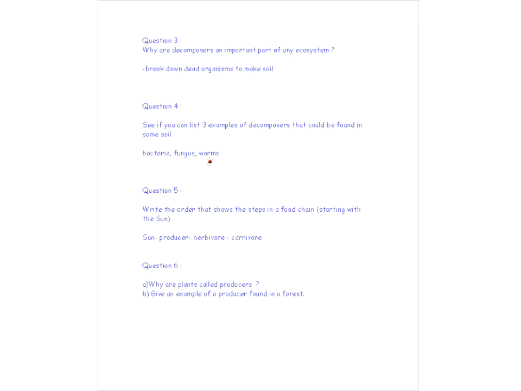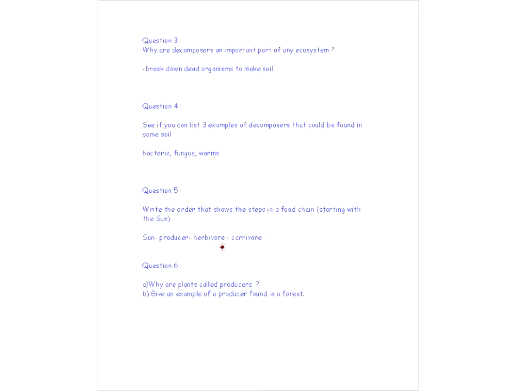In question 5, write the order that shows the steps in a food chain starting with the sun. So you start with the sun, then of course producers, which are green plants, are going to store that energy from the sun. Herbivores like deer are going to eat producers, and then carnivores like wolves are going to eat herbivores.